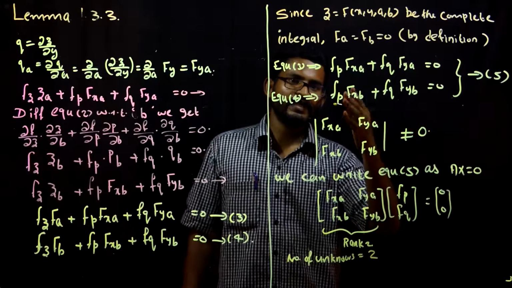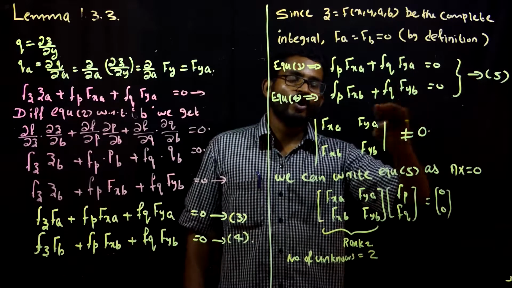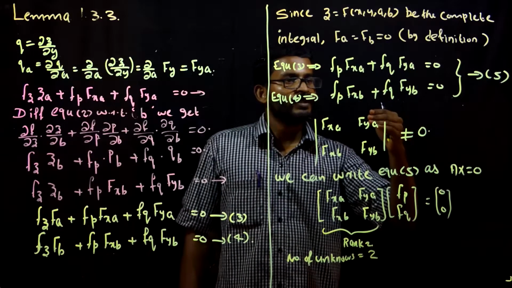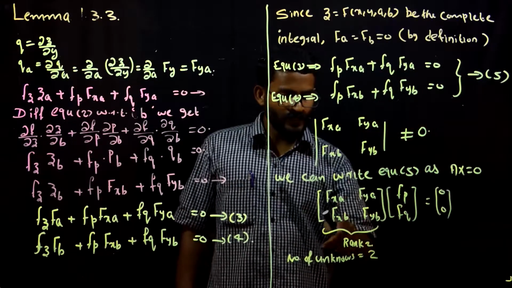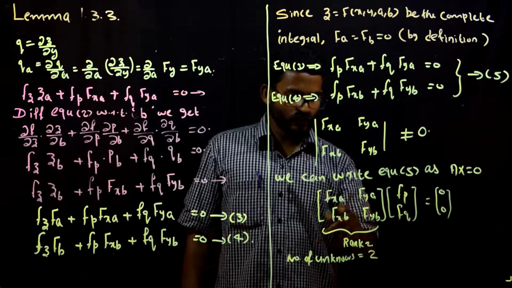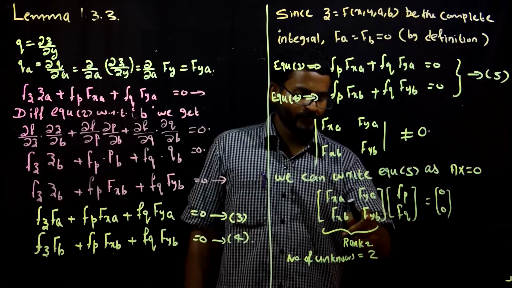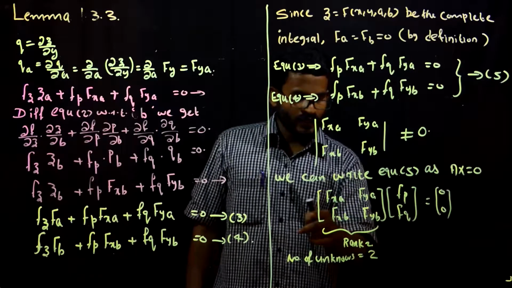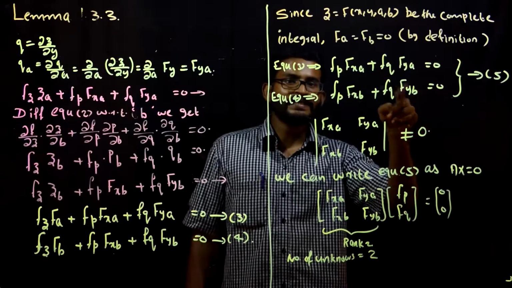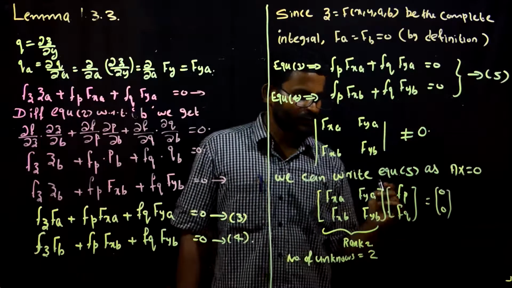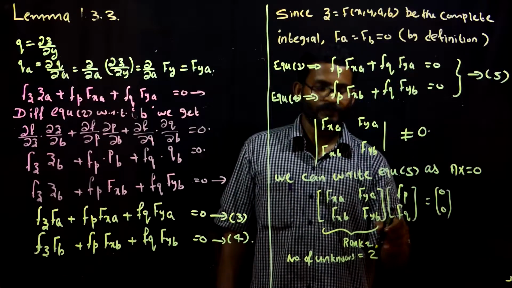I repeat, this is a linear algebra result. We know a homogeneous system always has a trivial solution. If the rank of this matrix equals the number of unknowns, then this system has a unique solution, and that solution is the trivial solution. Trivial solution means f_p is equal to 0 and f_q is equal to 0.